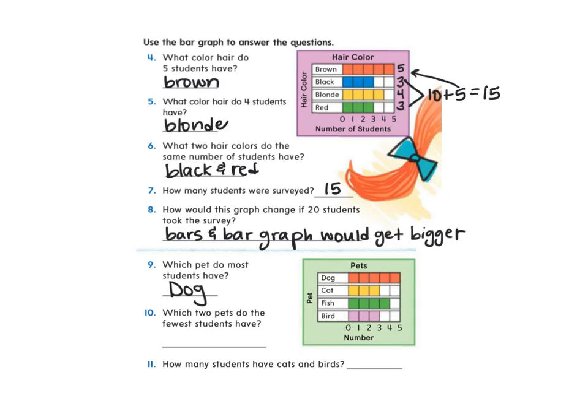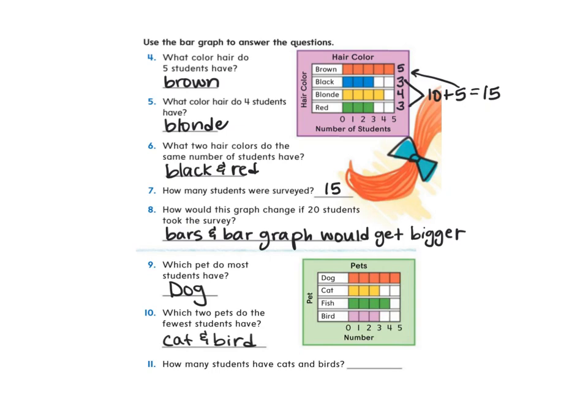Which 2 pets do the fewest students have? Let's think about that for a second. So again, what do you notice here? What do you notice? I have 2 bars that are the same size. So cat and bird are the same size, and they also happen to be the smallest bars. So cat and bird are the 2 pets that the fewest students have.